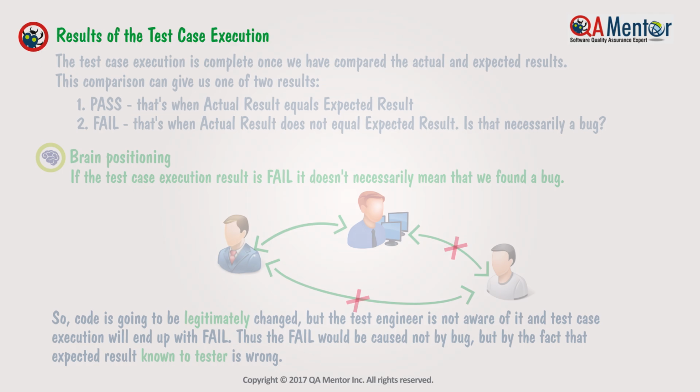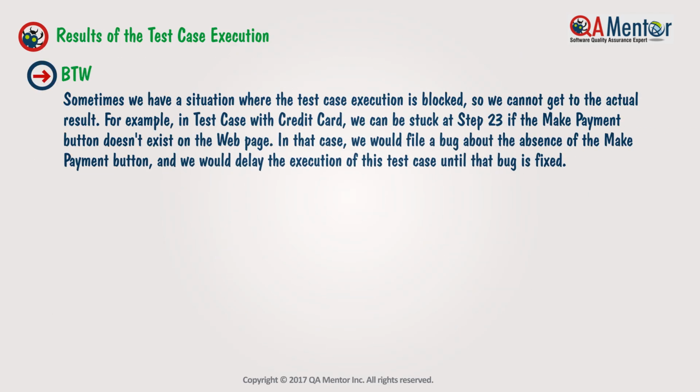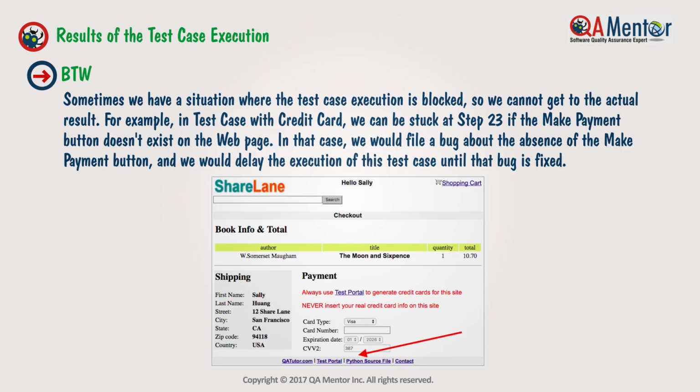By the way, sometimes we have a situation where the test case execution is blocked, so we cannot get to the actual result. For example, in test case with credit card, we can be stuck at step 23 if the Make Payment button doesn't exist on the web page. In that case, we would file a bug about the absence of the Make Payment button, and we would delay the execution of this test case until that bug is fixed.